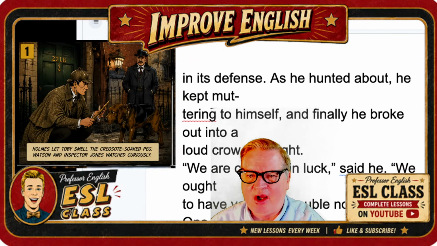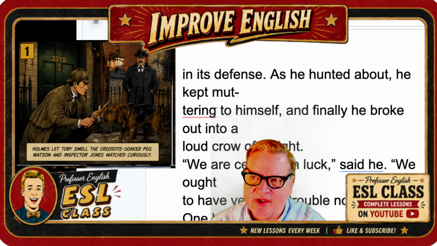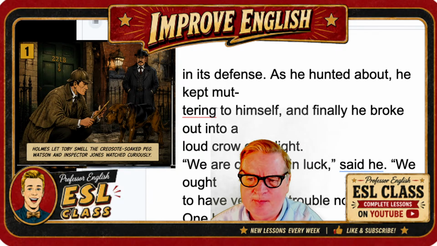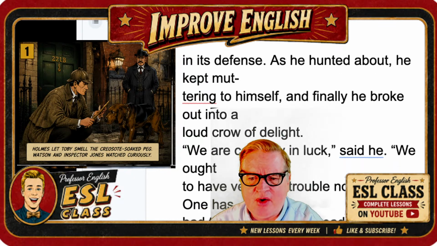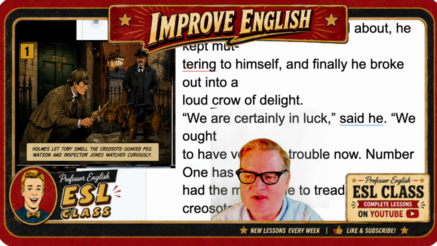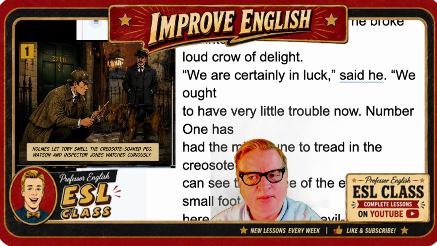"As he hunted about, he kept muttering." So remember, muttering is like talking very lowly to yourself. So, he's thinking out loud and he's talking to himself. Something like that. "And finally, he broke out into a loud crow of delight. 'We're certainly in luck,' said he. 'We ought to have very little trouble now.'"